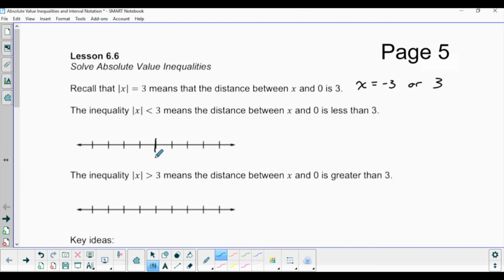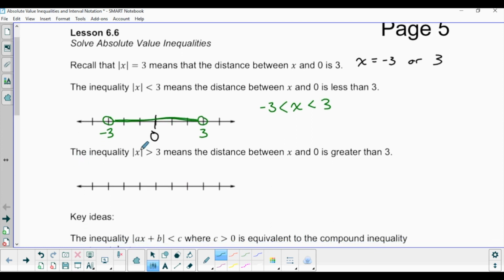So if we have 0 in the middle, we're looking at anything where the distance between that number and 0 is less than 3 spaces away. If it was an equation, it would just be those 2 points, but it's everything that's in between. Anything on this green line is less than 3 spaces away from 0. So this would also be written as an and inequality, that x is between negative 3 and positive 3. Negative 3 is less than x is less than 3.